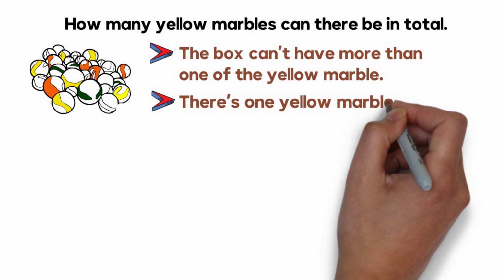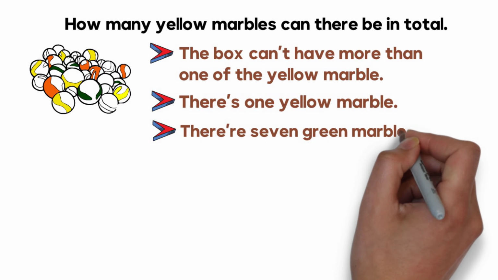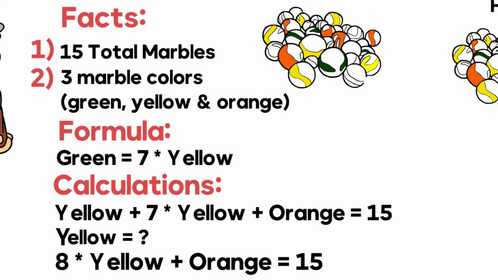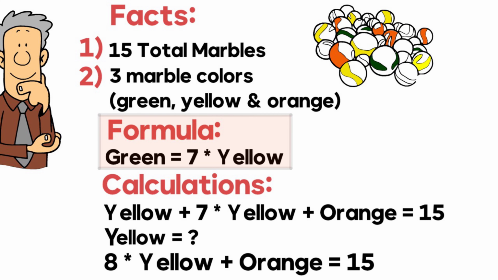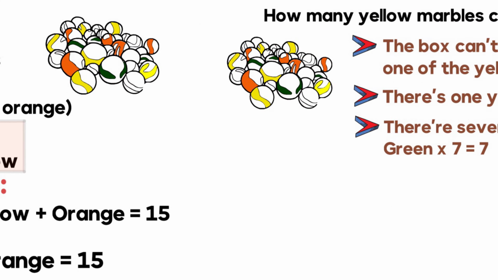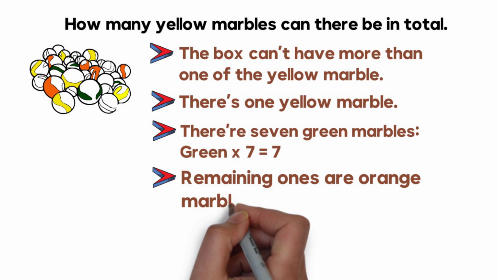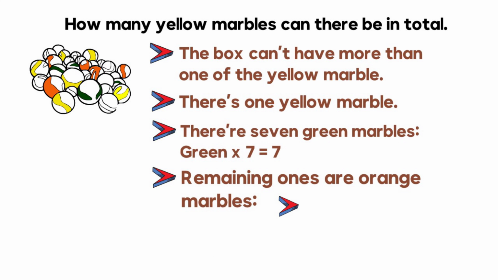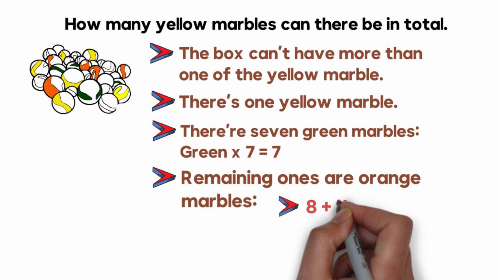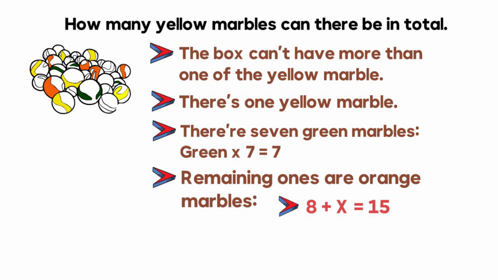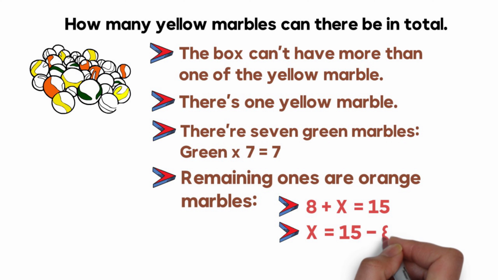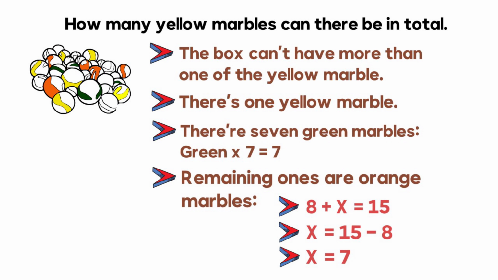And if there is only 1 yellow marble, there are going to be 7 green marbles, because we already have a formula that the number of green marbles is calculated by multiplying the number of yellow marbles by 7. So the only thing that's left is calculating how many orange marbles are out there. And we can easily calculate it by using the formula 8 plus x equals 15. So x is calculated by subtracting 8 from 15. The x equals 7. The correct answer here then is choice B, 7. Hopefully you've nailed this question and now know how to answer similar problems on the test.